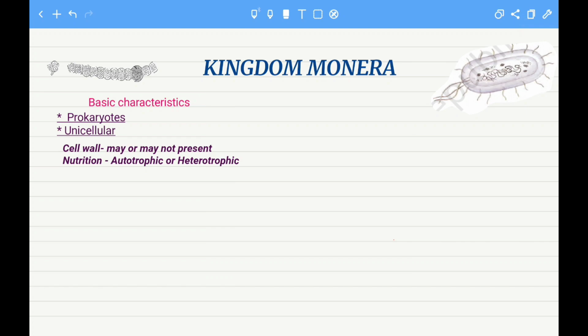First of all, I want to tell you that Kingdom Monera includes bacteria and microorganisms. Bacteria and microorganisms are the sole members of Kingdom Monera. So in this particular kingdom, we will focus on bacteria and microorganisms. Okay. So here we have some basic characteristics.